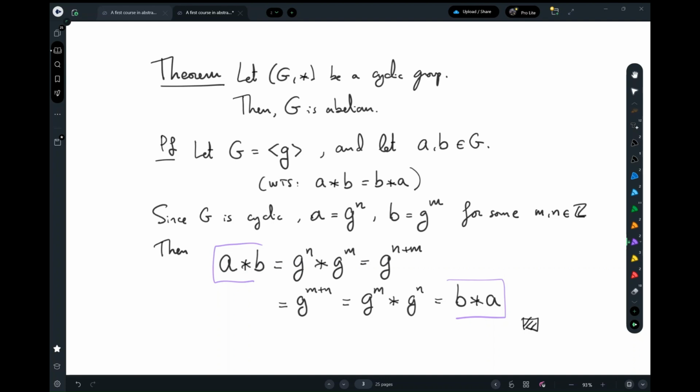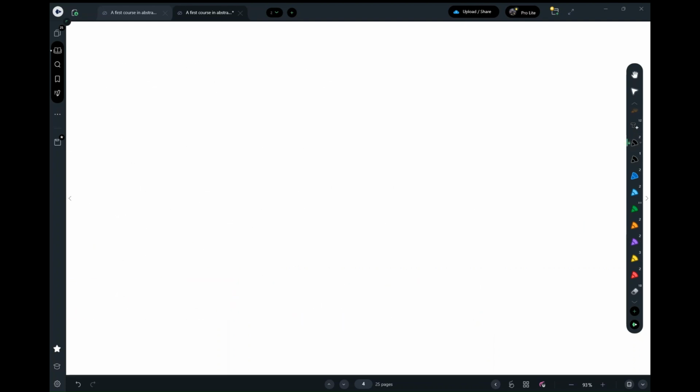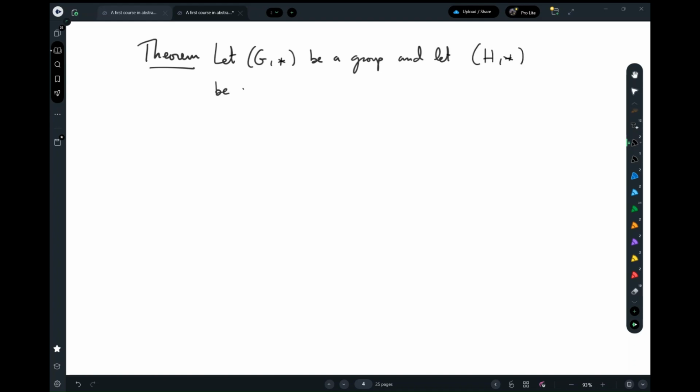So now a little bit more sophisticated is the following result. Every subgroup of a cyclic group is also cyclic. So let G, star, be a group, and let H, star, be a subgroup. Then if G is cyclic, then H is also cyclic.